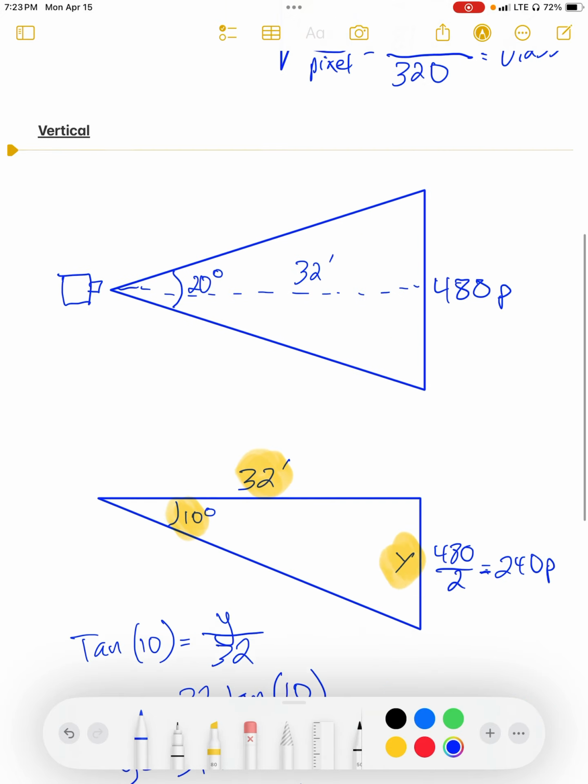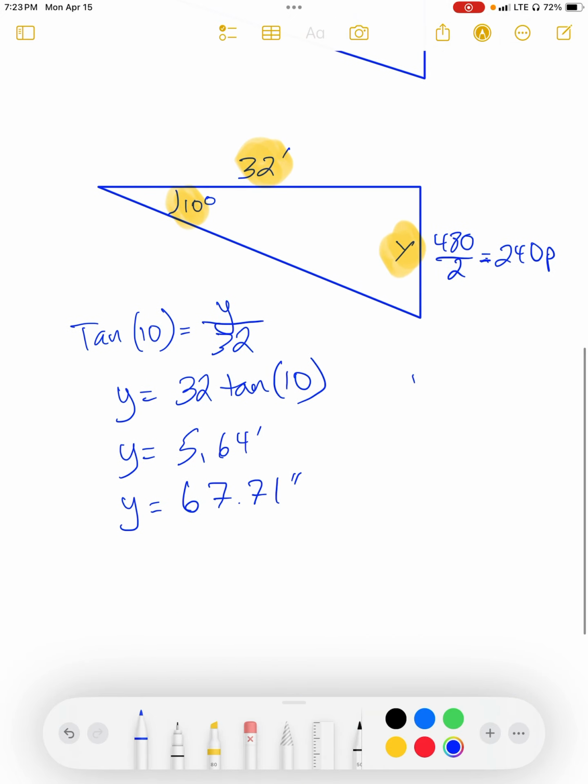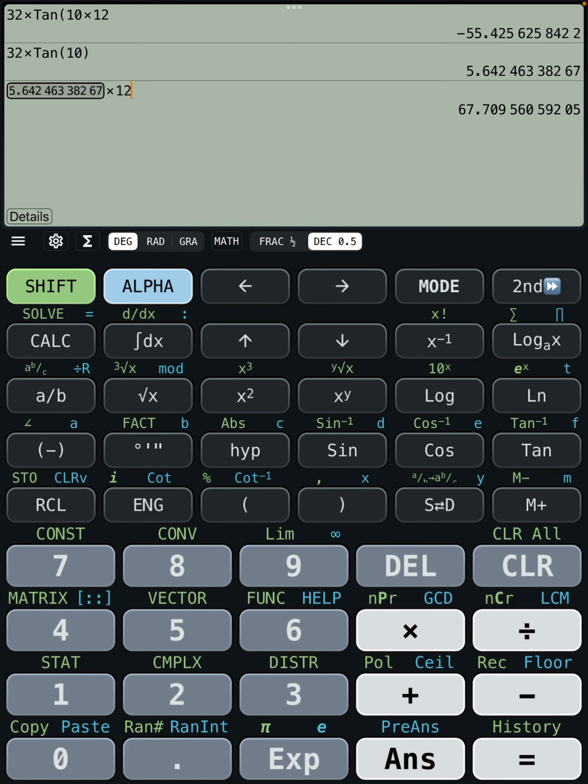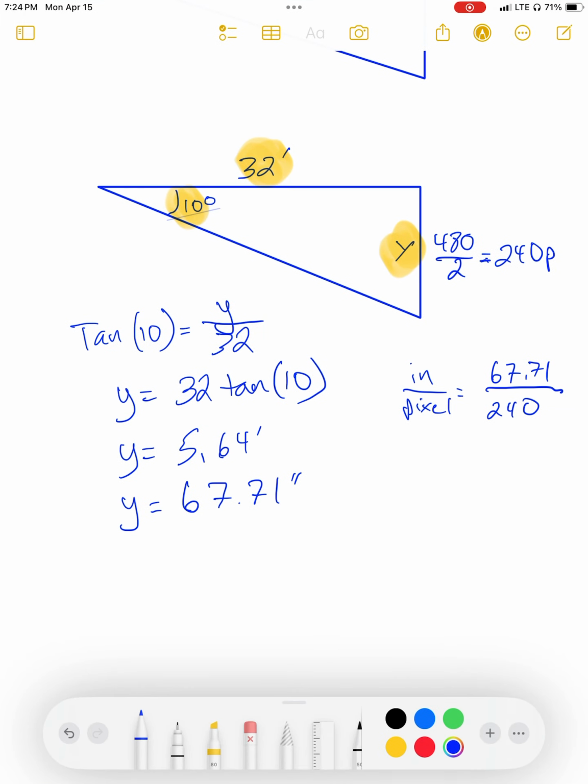And now we can figure out what the pixel size is again. Our pixel size, remember, is inches per pixel. So that's given by taking our 67.71 and dividing it by the 240 pixels in this triangle. So 67.71 divided by 240 pixels gives us a pixel size of 0.282. So now we have each pixel at 32 feet.